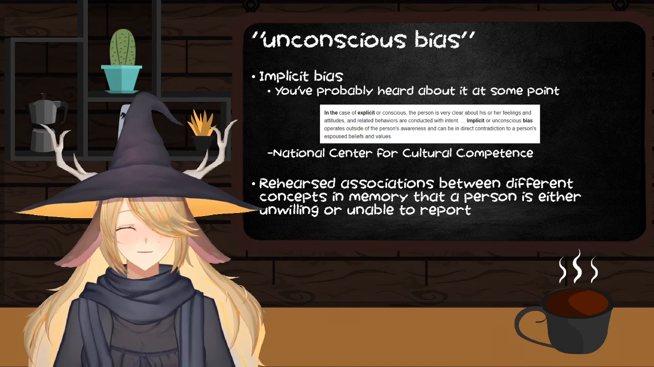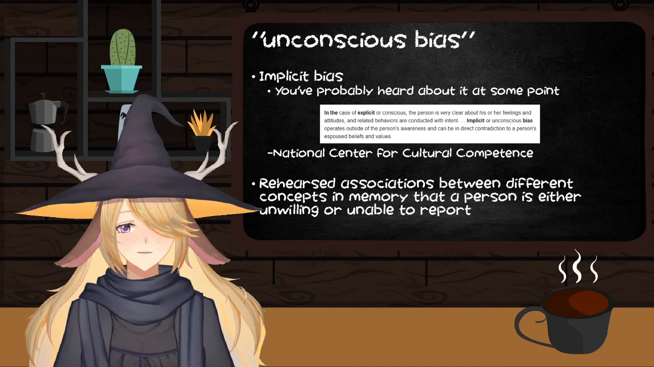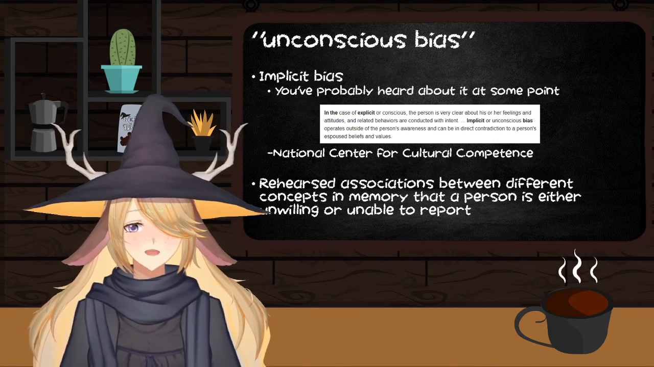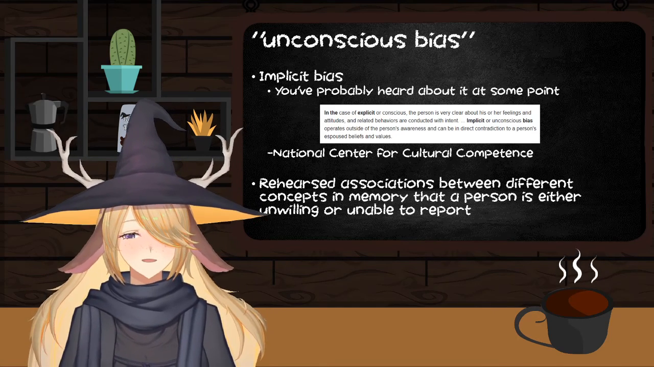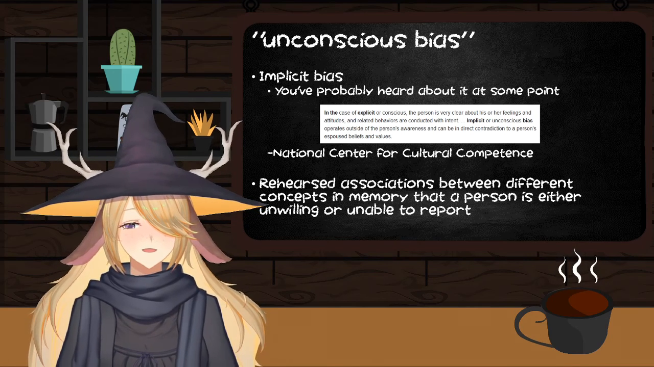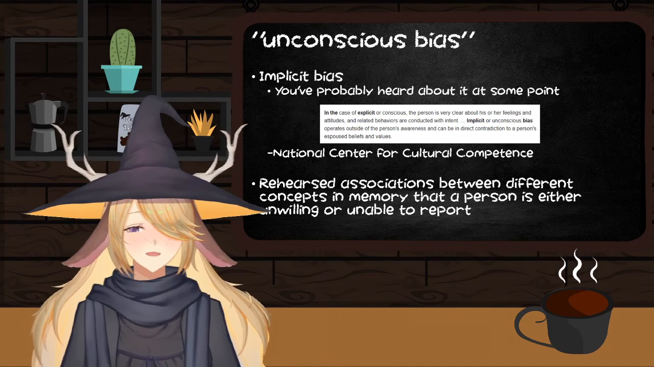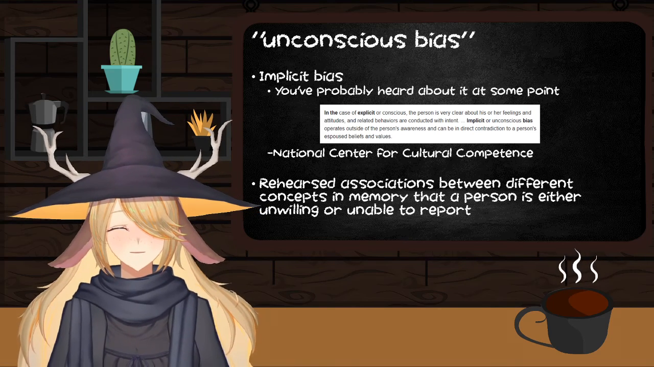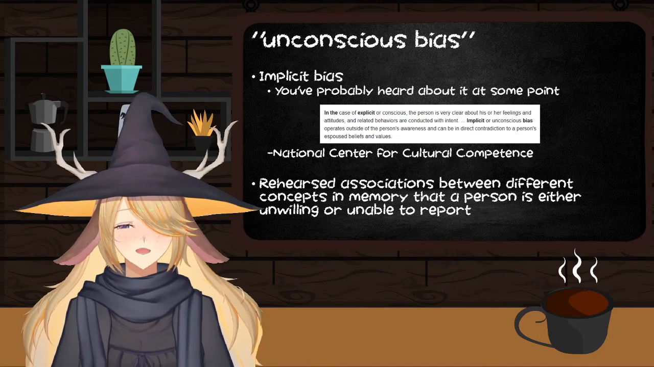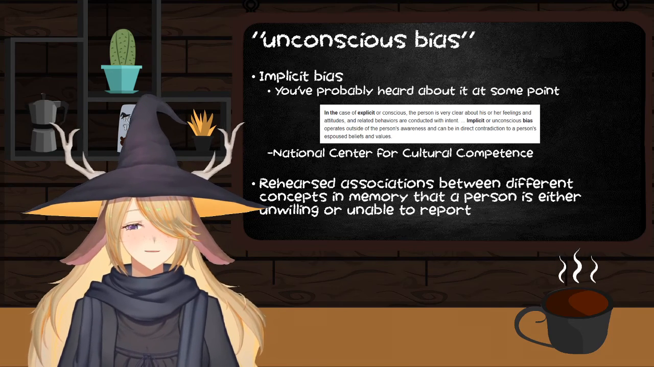An implicit attitude to me, or an implicit cognition, is a rehearsed association between concepts and memory that a person is either unwilling or unable to report. It's a more complicated definition, but I want to really point out one thing here. It doesn't necessarily mean that the person is unaware that they have an attitude. So this gets brought up a lot in the concept of unconscious racial bias or implicit racial bias. So this idea that people are not aware that they maybe have some unfortunate opinions about African Americans or different ethnic or racial groups. But it doesn't really work out that cleanly.